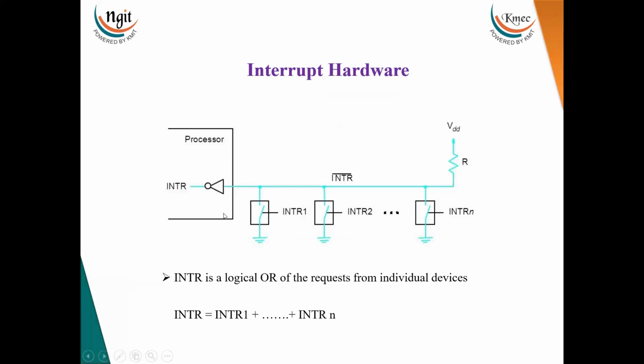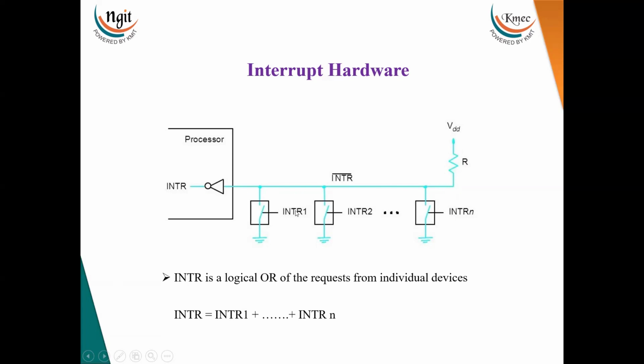Now this is the interrupt hardware circuit. This is a processor IC, and in this IC, one of the pins is the interrupt pin. Whenever INTR is equal to 1, the processor understands that an interrupt has occurred. These switches we have indicated are nothing but IO devices: device 1, device 2, and like that n number of devices are connected to this INTR bar line. This is an active low line, connected to the VDD supply through a pull-up resistor.